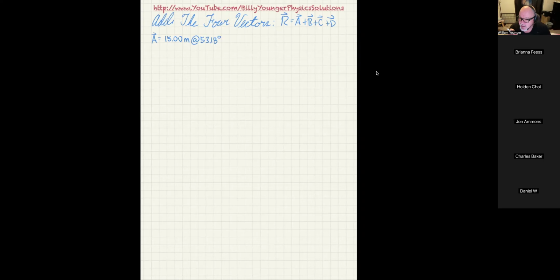I wrote A with an arrow over it. That's how we handwrite a vector. I wrote equals, and then I wrote a magnitude, 15.00 meters with units. And then I wrote "at." "At" is the typical symbol that we use to separate the magnitude from the direction. And then I didn't do anything but say a certain number of degrees.